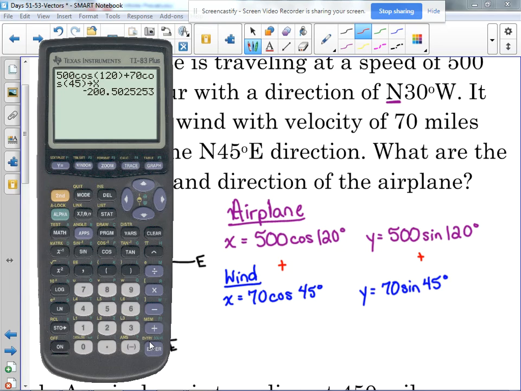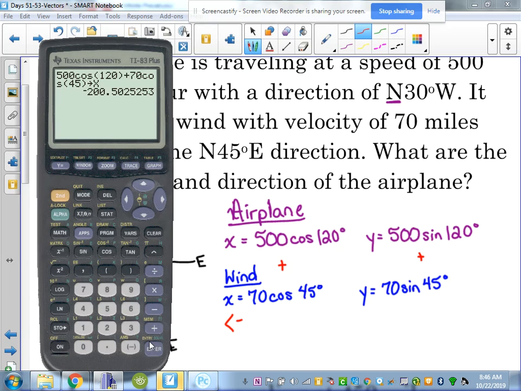Now, I would write it down too, but I would store it in my calculator, because this is just going to give us the components. Negative 503. Okay, do the same thing with your y's. 500 sine 120 plus 70 sine of 45. Now, you can't store it as x because you stored the x component as x, so you need to store this as y. So alpha 1, you can store it as y. 482.51.